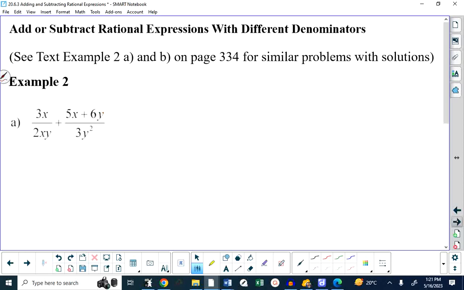What if the denominators are different? Well, we need a common denominator here. Let me rewrite this. This is 3x over 2xy plus, and when you rewrite it, leave some room because you're going to need to multiply tops and bottoms of these fractions by things to get our common denominator. And then we have 5x plus 6 over 3y squared.